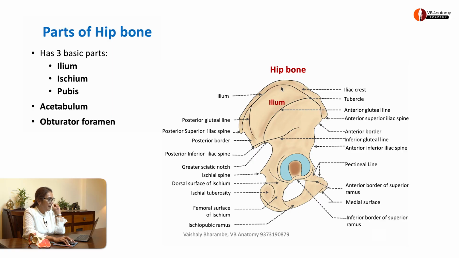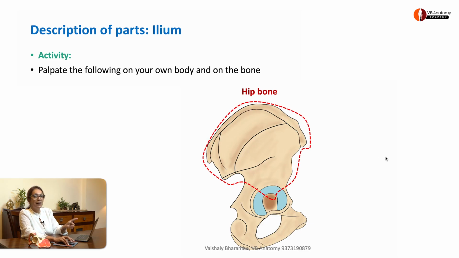Let's quickly revise once. Hip bone consists of ilium superiorly, ischium posterior inferiorly, pubis here anteriorly. There's an acetabulum and an obturator foramen. We got that. Today we'll focus on learning about the ilium. So this part is your ilium. Take a look. This part is your ilium. Palpate it on your own body.